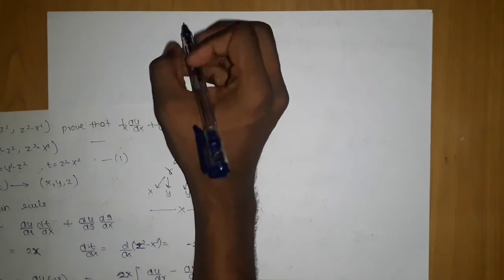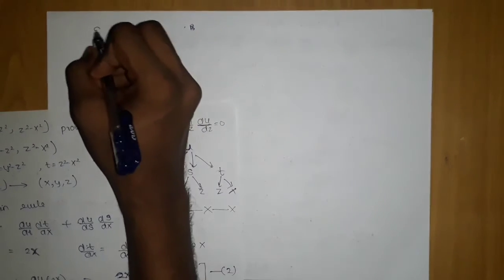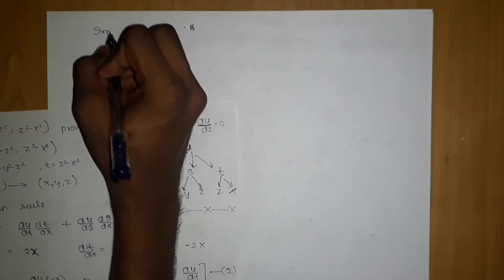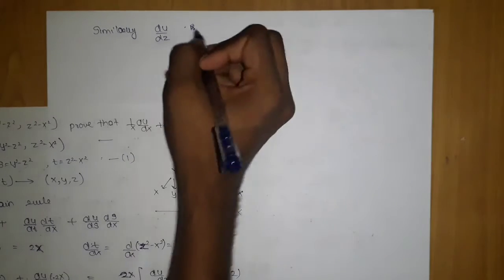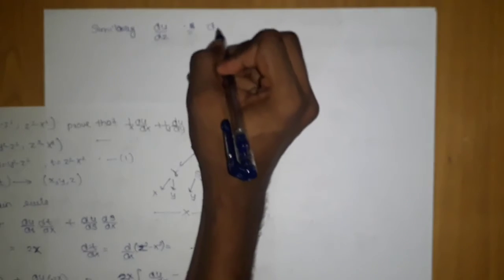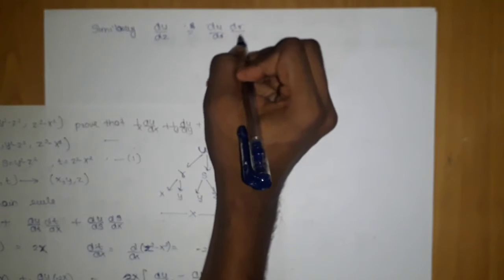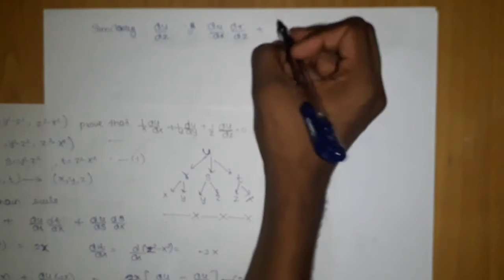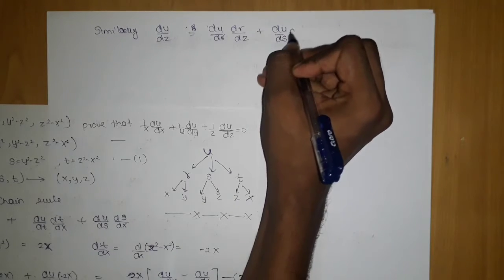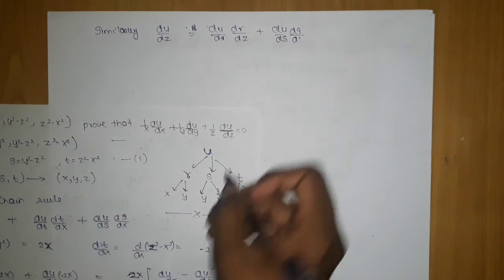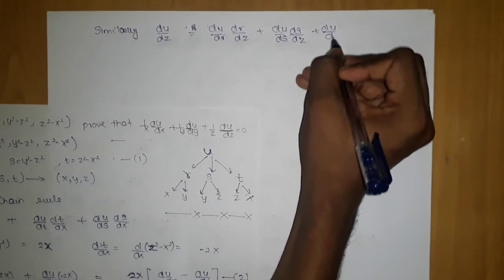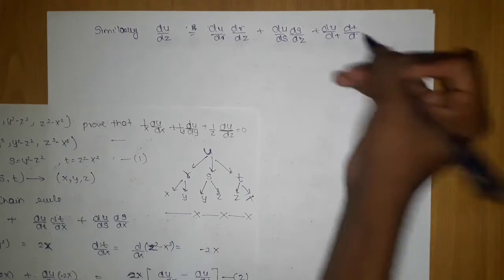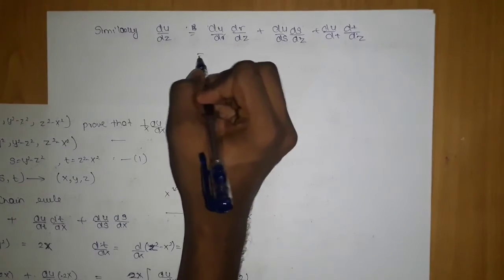Now similarly, ∂u/∂z will be: there are no z terms in r, so ∂u/∂r into ∂r/∂z, although this is 0, plus ∂u/∂s into ∂s/∂z, plus ∂u/∂t into ∂t/∂z. Is there any z term? Yes. Now you can put it 0.